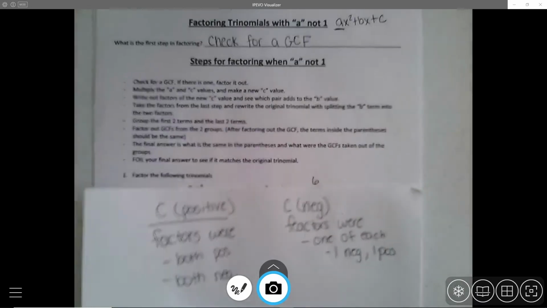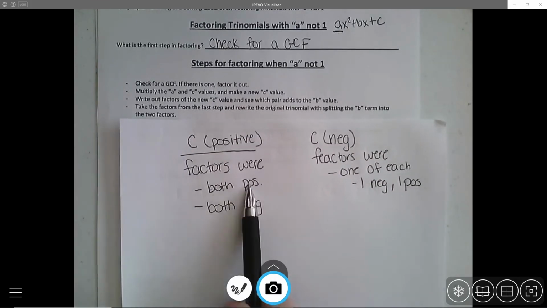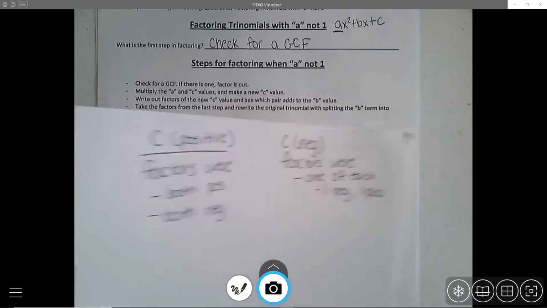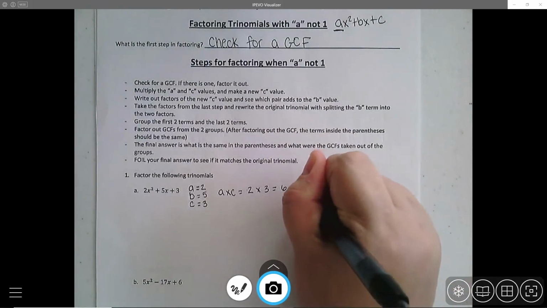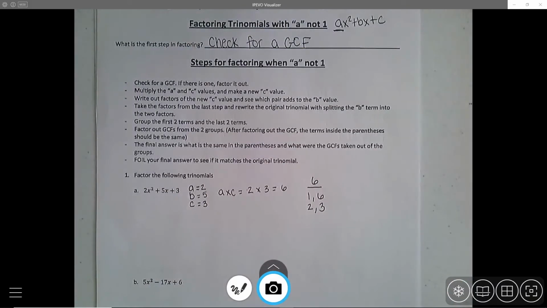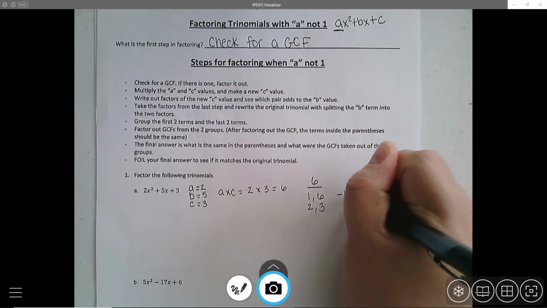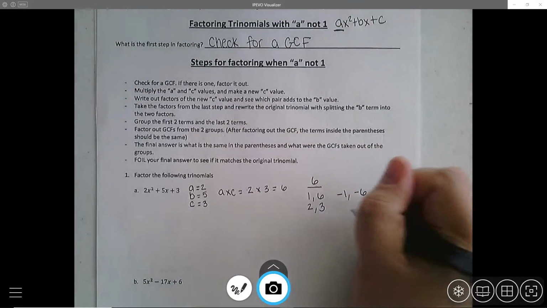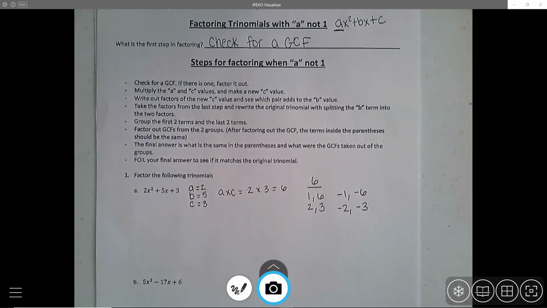So now, on this problem, my C is positive, so my factors are going to be both positive or both negative. We'll have to determine which it is. If I look at 6, my factors of 6 are 1 and 6, 2 and 3. Those are my factors where they're both positive. Now I'm going to look at the factors that are both negative. They're the same numbers, they're both just on the negative side. Okay, that is halfway through this.